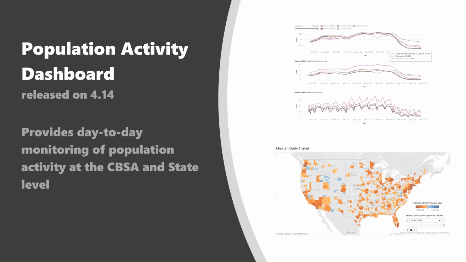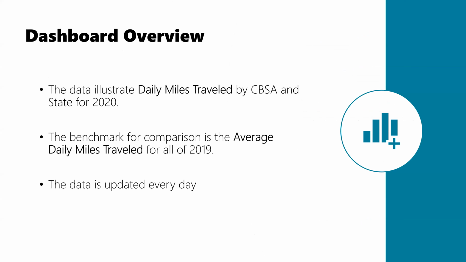It provides day-to-day information, so we're actually updating this every day. You can look at the activity by CBSA and state. Now, the metrics in here are not impressions. This is not an impression adjustment. That's the second product that we'll talk about. This product illustrates the daily miles traveled by market and by state every day in 2020. The benchmark for comparison is the average daily miles traveled for all of 2019.